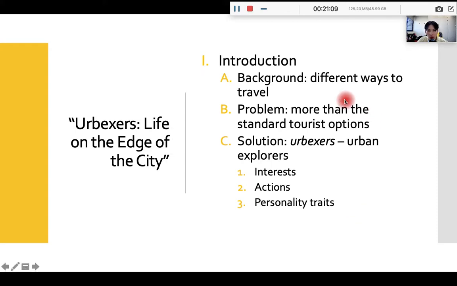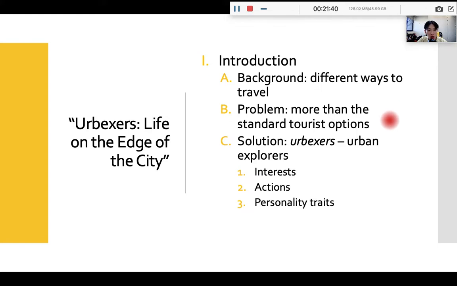So from the first paragraph, line 1 to 5, we learn different ways to travel, right? And these are usually how people travel. So walking tour or take public transportation to travel everywhere in the foreign country, right? Or in the foreign city. And what is the problem here? For some people, this is not enough.